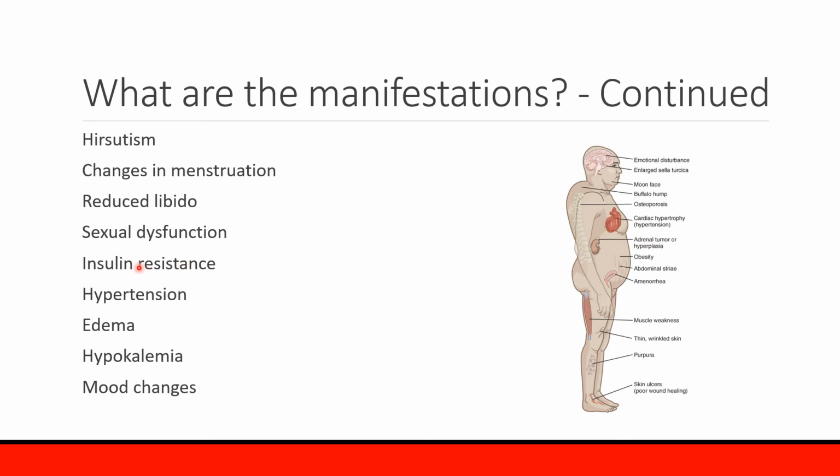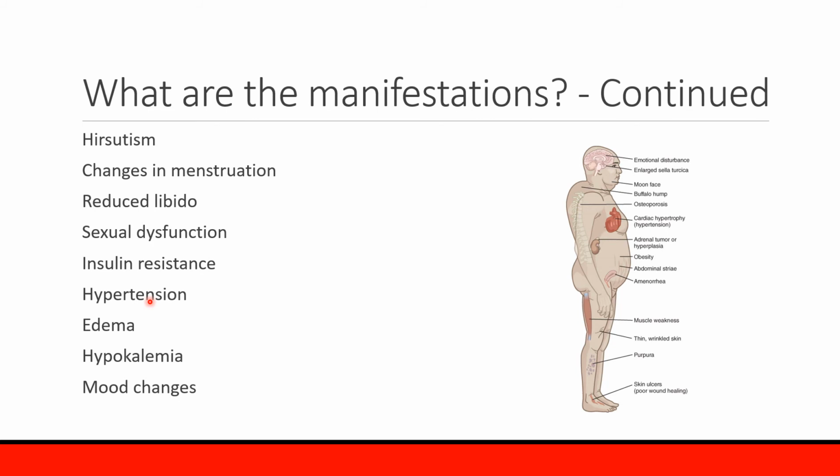Now, for hypertension, that kind of makes sense, because cortisol has direct effects on blood pressure. It increases blood volume. It increases water retention, which increases blood volume. Increases sympathetic nervous system activity. All those things contribute to the hypertension. Edema is likely due to the hypertension.